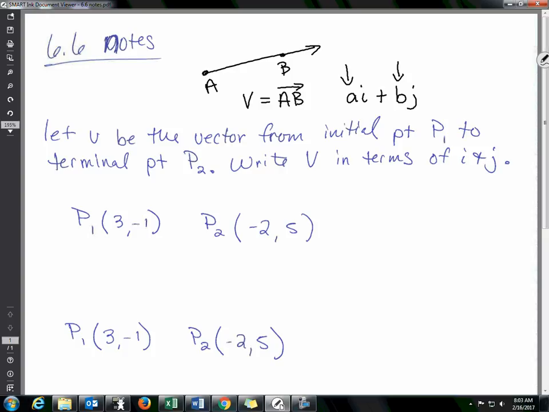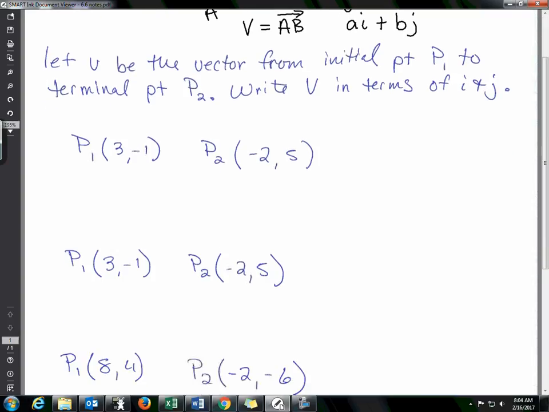Now, if you read the directions below, it says let V be the vector from the initial point P1 to the terminal point P2. Write V in terms of i and j. So we're going to find vector V from point 1 to point 2. In this type of math, it is very important that you start with P1 and you end with P2. You can't flip-flop those. They will always tell you which point to start with and which point to end with.